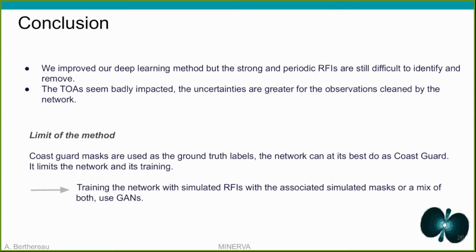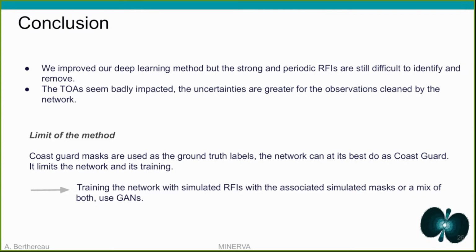So we are thinking that is the limit, and to get past this limit, what we can do is train the network with simulated RFIs with the associated mask, or a mix of simulated RFI and true observation. Because otherwise the ground truth label depends on another method that has its own flaws. So that would be a solution.